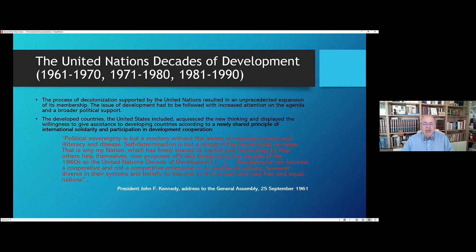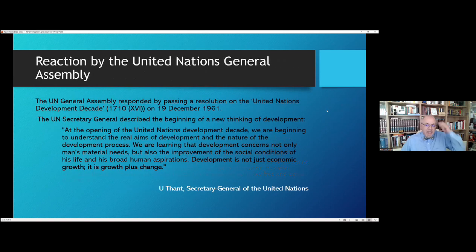So the newly independent countries became a majority in the United Nations. So their interest was elevated into the agenda of the United Nations. Of course, the United Nations reacted immediately, and the Secretary General at that time, U Thant, said that at the opening of the United Nations Development Decade, we are beginning to understand the real aims of development and the nature of the development process. So this is not just, let's say, a hypocritical political statement.